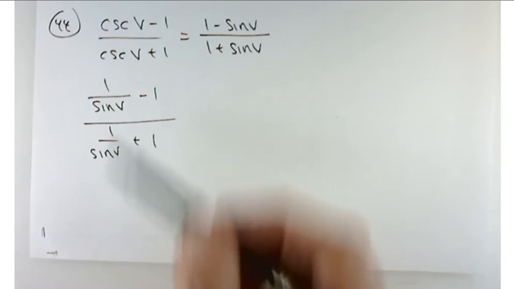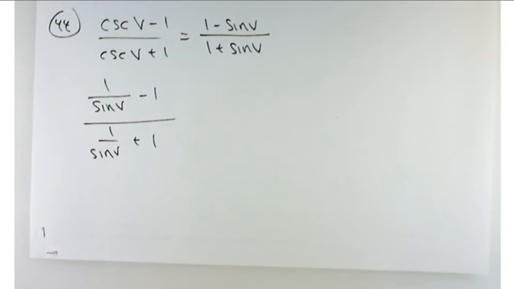What you have now is called a complex fraction. You have fractions within fractions. It's a fraction hater's nightmare, all right? But we can work with this. How do you work with something like this?